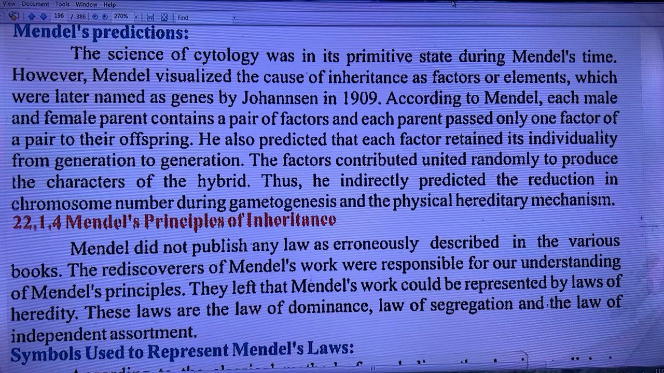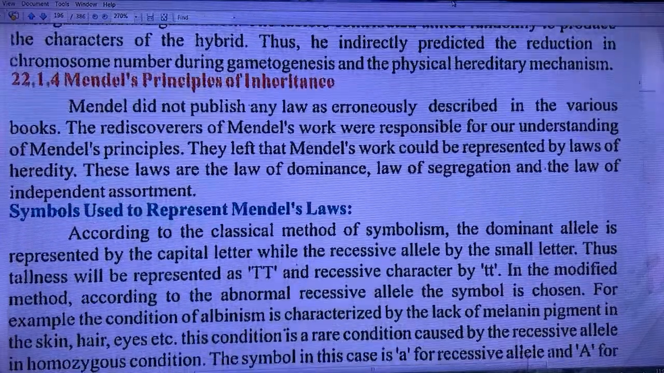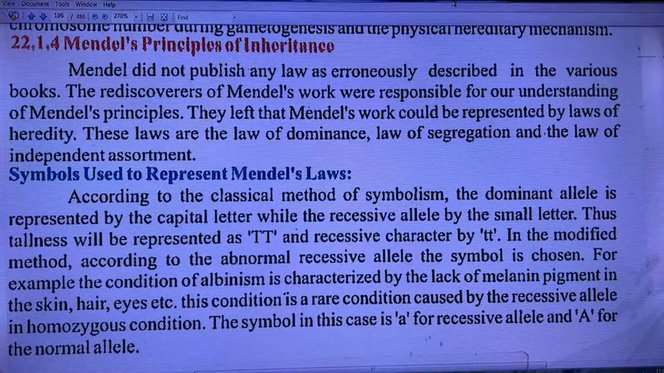Mendel's principles of inheritance. Mendel did not publish any laws, as erroneously described in various books. The rediscovery of Mendel's work was responsible for our understanding of Mendel's principles. They showed that Mendel's work could be represented by laws of heredity. These laws are the law of dominance, the law of segregation, and the law of independent assortment.